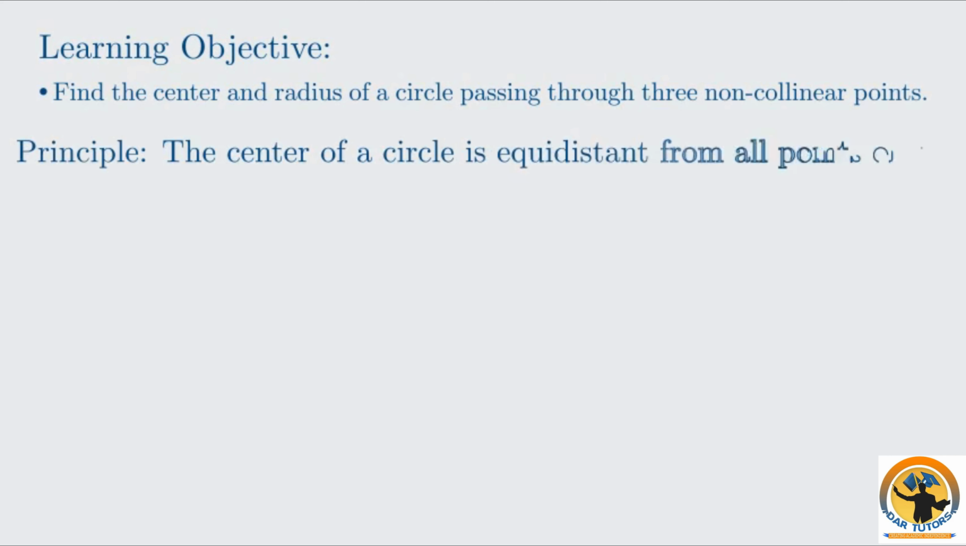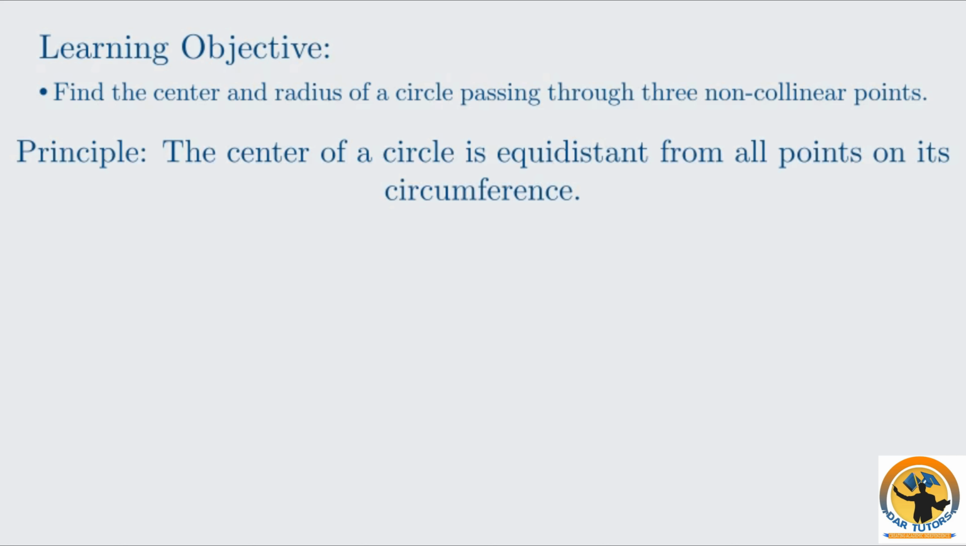The key principle here is that every point on a circle is equidistant from the center. This means the center of the circle must lie on the perpendicular bisector of every chord of the circle. A chord is a line segment connecting any 2 points on the circle. So if we have 3 points A, B, and C, the center of the circle must lie on the perpendicular bisector of the chord AB and also on the perpendicular bisector of the chord BC.